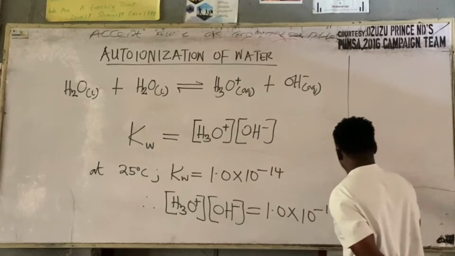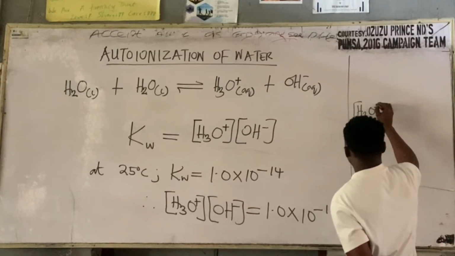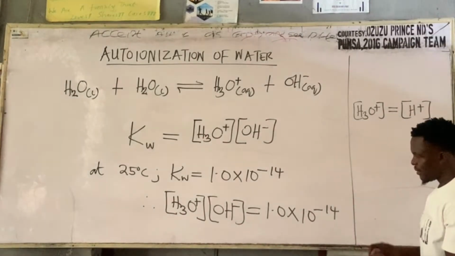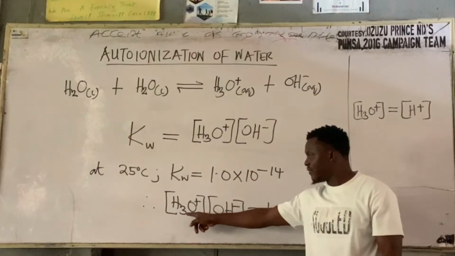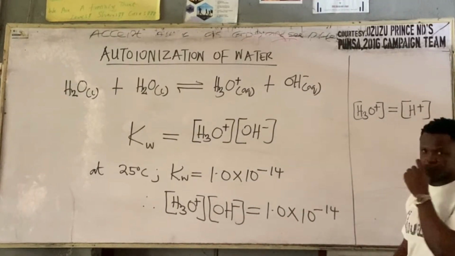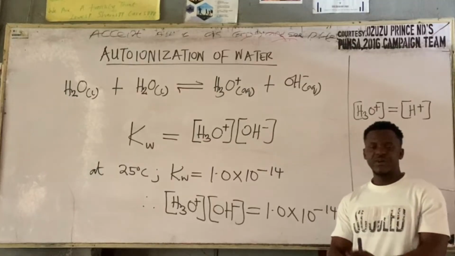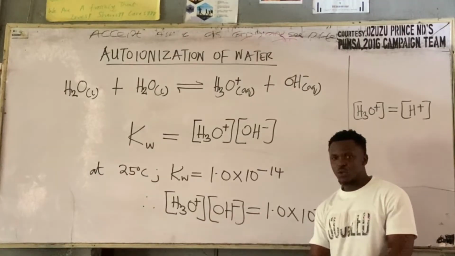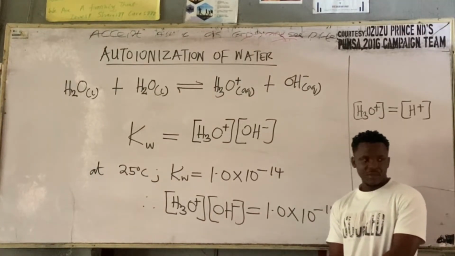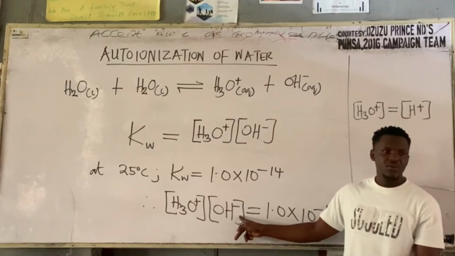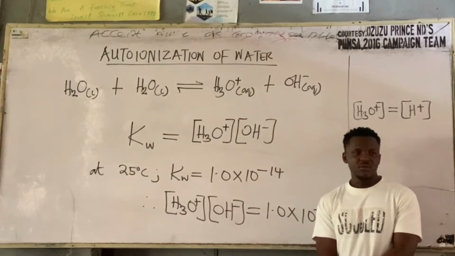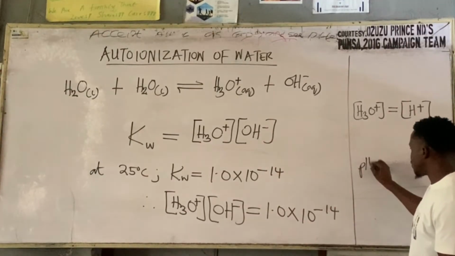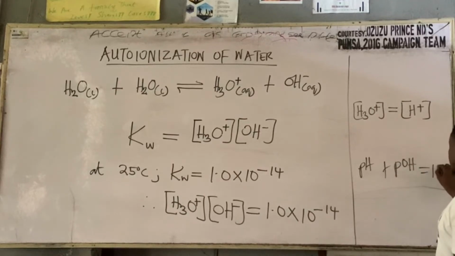So therefore, please note that this H3O plus is the same thing as H plus. So this formula can be written, but this time around, instead of H3O plus, we now have H plus. Now, when do we use this formula? Very simple. You can use it to solve for any one of these when one of them is known and the other is unknown. If you know the value of OH minus, you can use this to solve for H3O plus. And it is this formula that actually gave rise to pH plus pOH equals 14.